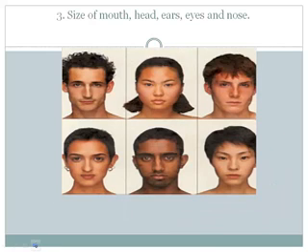3. Size of mouth, head, ears, eyes, and nose. Now we could see the noses of all these individuals. They are all different. Why? Because they are from different parents. Now we can see the shape of their mouth too are also different. Their ears, their eyes, and their nose. These are all family traits.